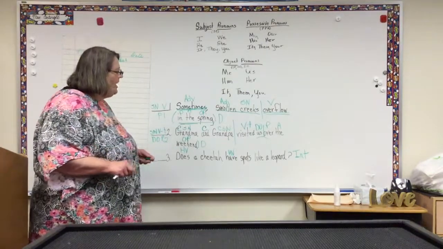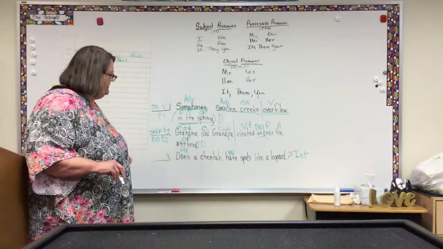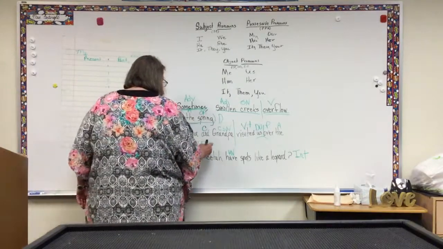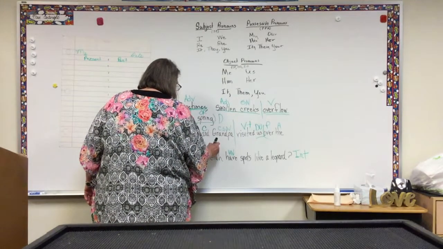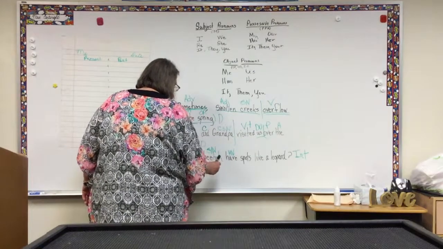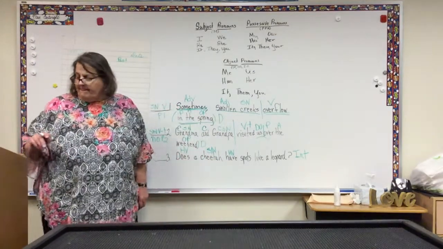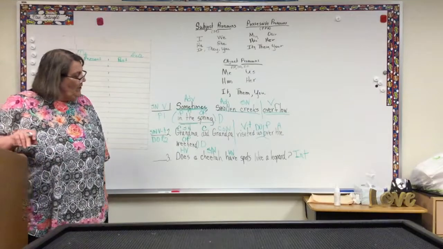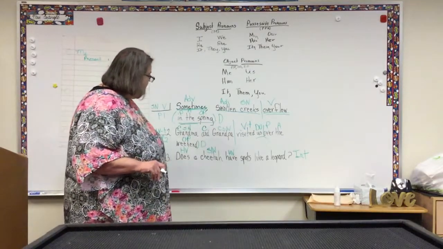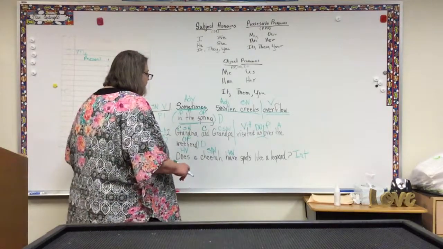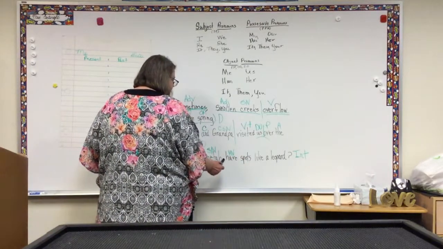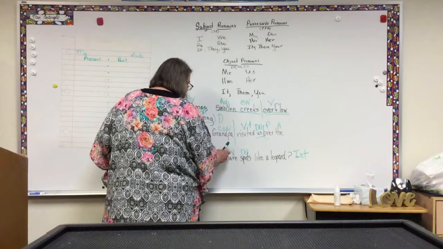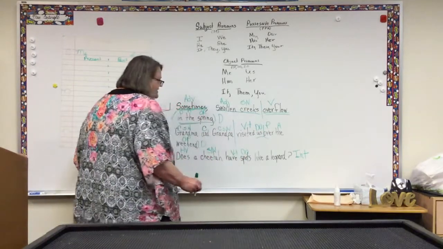Okay, here we go. Does a cheetah have spots like a leopard? Does who have spots like a leopard? Cheetah, subject noun. What is being said about cheetah? Cheetahs have. Verb. Cheetahs have what? Spots. Verify the noun. Is spots the same as cheetah? No. Direct object. Have is really the verb here. It becomes verb transitive because there's no phrase.